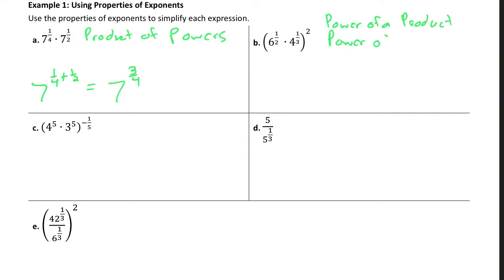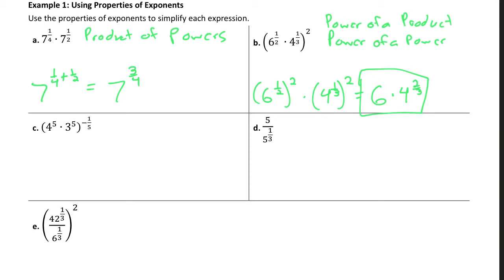Part B, this is the power of a product and power of a power. This combines two properties. I raise 6 to the 1/2, and I raise that to the second power. 4 to the 1/3, I raise that to the second power. So this really becomes 6 times 4 to the 2/3 power, and I would actually leave it like that. The reason this is 6 is because 1/2 times 2 is 1, and 6 to the 1 is 6. The reason the other factor is 2/3 is because 1/3 times 2 is 2/3.